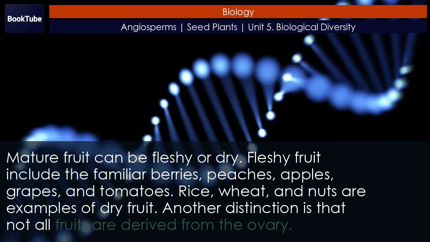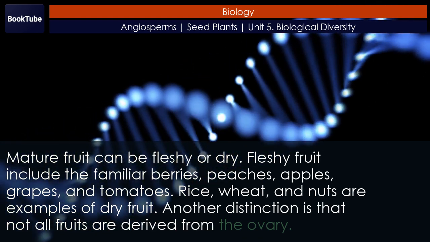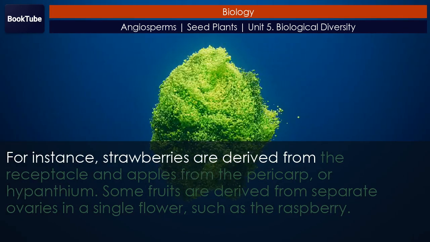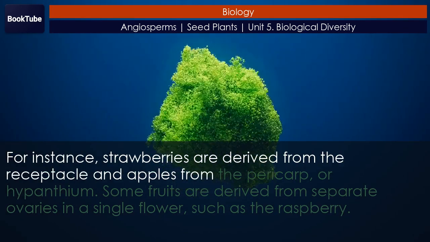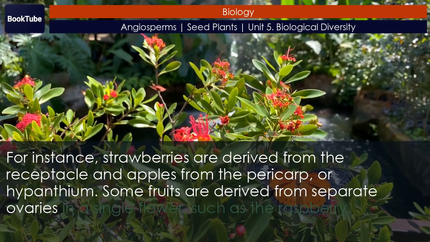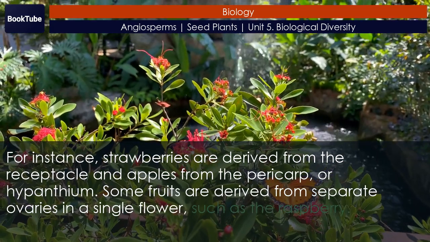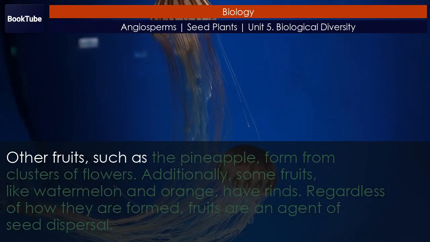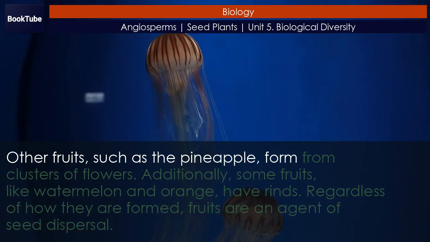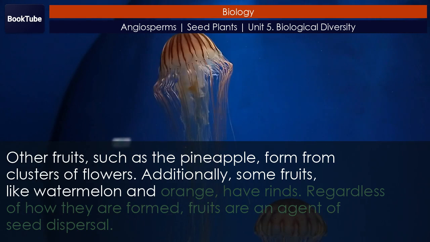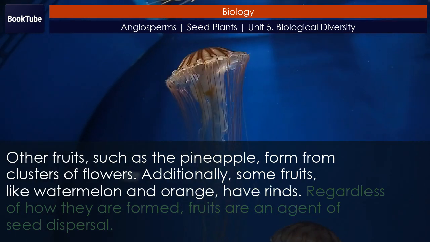Another distinction is that not all fruits are derived from the ovary. For instance, strawberries are derived from the receptacle and apples from the pericarp, or hypanthium. Some fruits are derived from separate ovaries in a single flower, such as the raspberry. Other fruits, such as the pineapple, form from clusters of flowers. Additionally, some fruits, like watermelon and orange, have rinds.